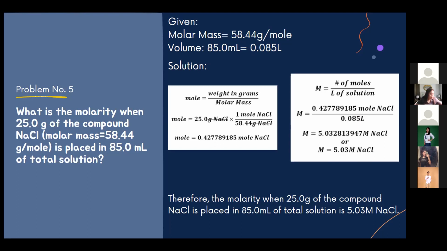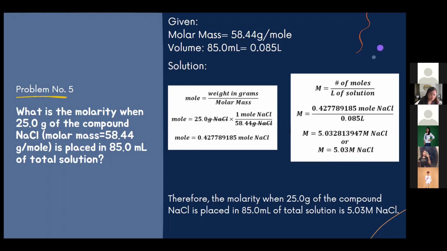So we're just going to substitute the given, which will give us the equation of 25 grams sodium chloride times 1 mole of sodium chloride over 58.44 grams of sodium chloride, which will give us the result of 0.42789185 mole of NaCl. And in solving the molarity, we're just going to use the formula of the molarity, which is number of moles over liter of solution.